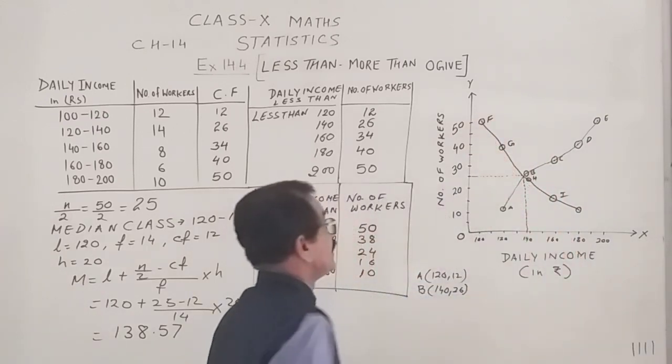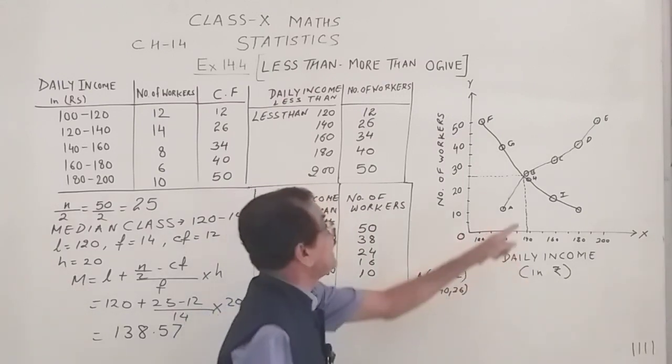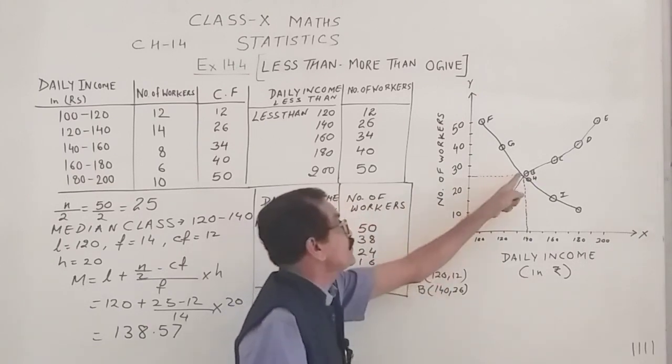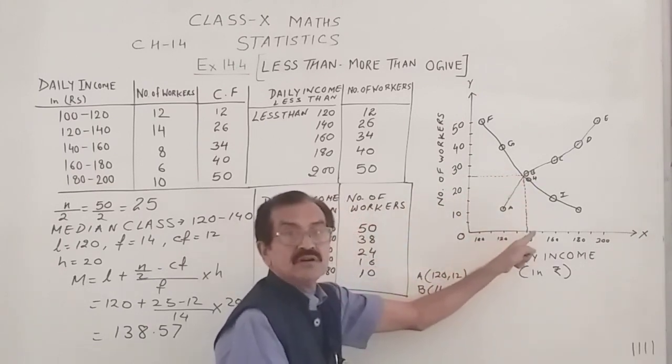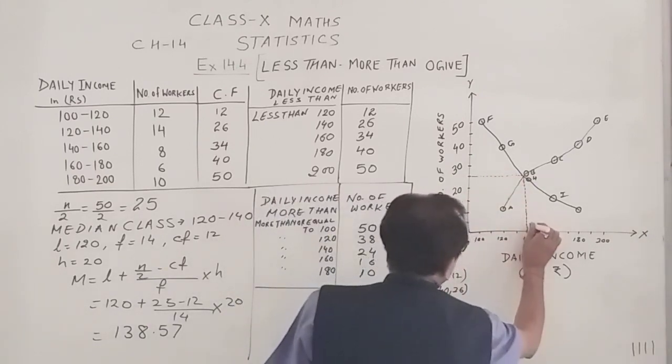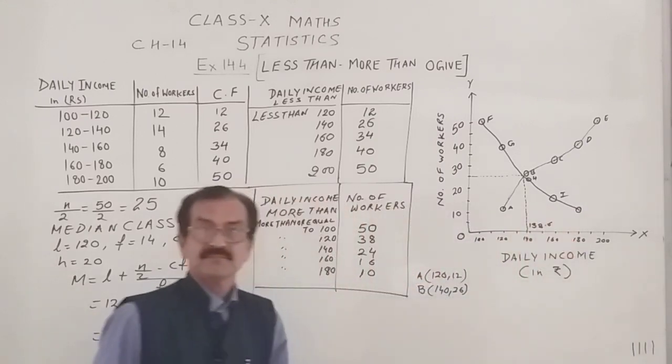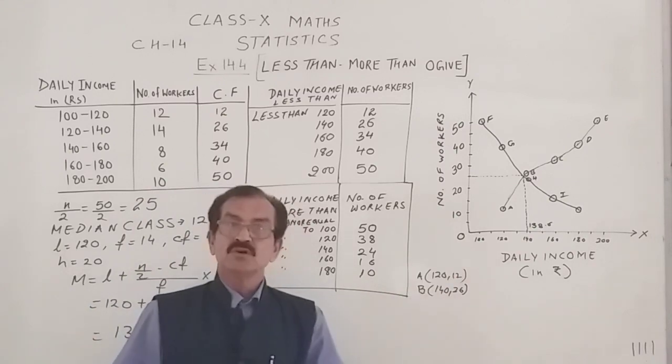You see, both these ogives intersect at a point. The abscissa, the x-coordinate of this point, is your median, that is 138.6 approximately. This is how we are supposed to do it.